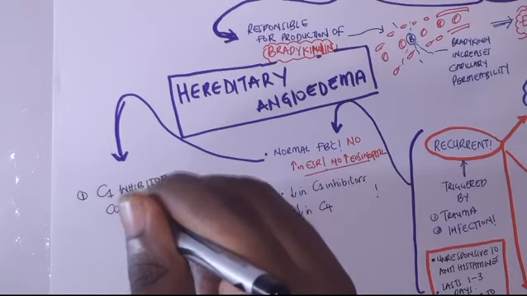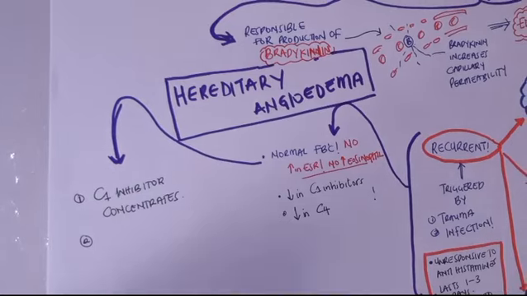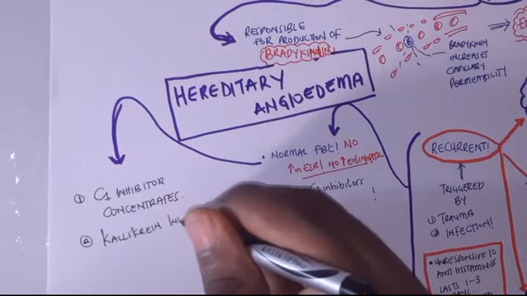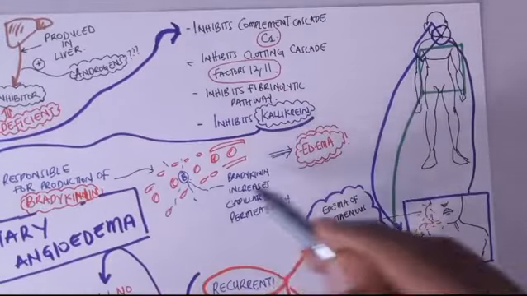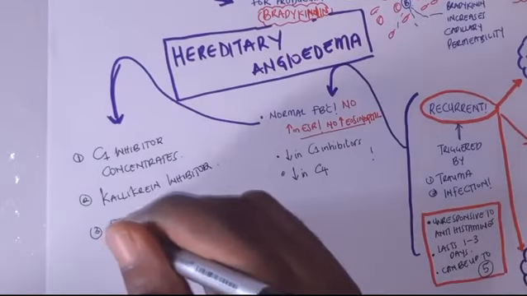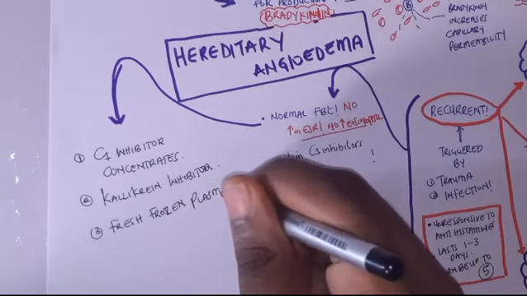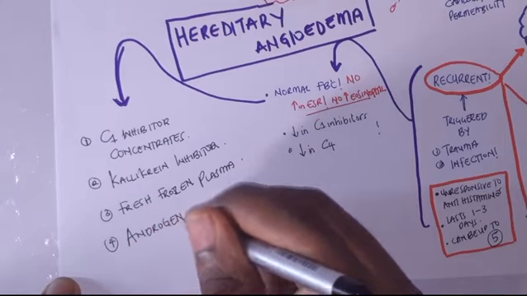You replace what is deficient. C1 inhibitors are deficient. You replace it by giving concentrates. Okay, there's an increase in the function of the kallikrein system. We need to reduce bradykinin. We can give kallikrein inhibitors to reduce that. So, C1 inhibitors, kallikrein inhibitor, and you can also give fresh frozen plasma because this has been said to contain C1 inhibitors.